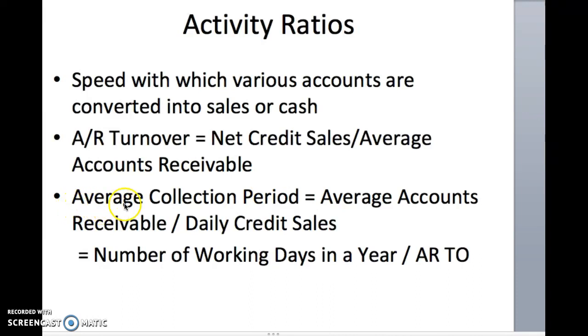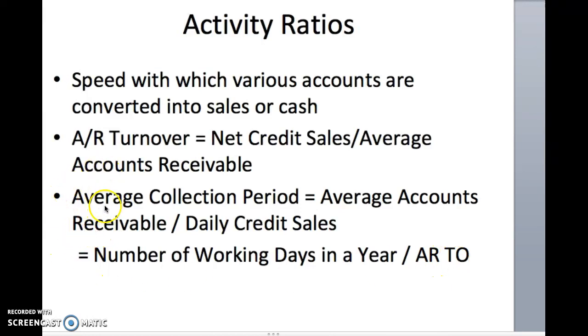And then for average collection period, this pertains to the number of days that you can collect or that you can convert your accounts receivable to cash. So you can use this first formula here, average accounts receivable, which is just beginning accounts receivable plus ending accounts receivable divided by 2, then divided by your daily credit sales. And another formula would be number of working days in a year divided by your accounts receivable turnover.